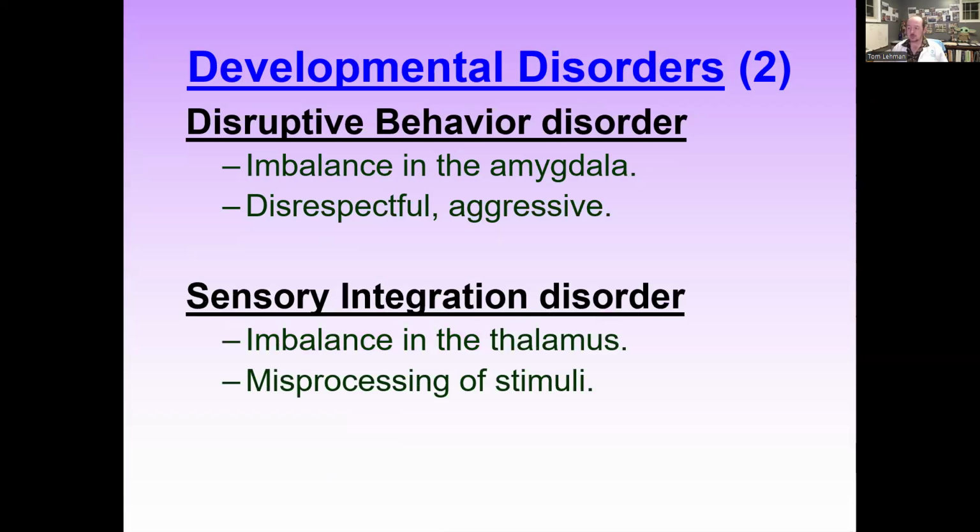Sensory integration disorder. Now, this is an imbalance in the thalamus. Remember that the thalamus is the structure that communicates stimuli from various lobes in the brain. And so this is the one that draws all the sensory information in for like vision, touch, hearing, all that, and processes it properly to the brain.